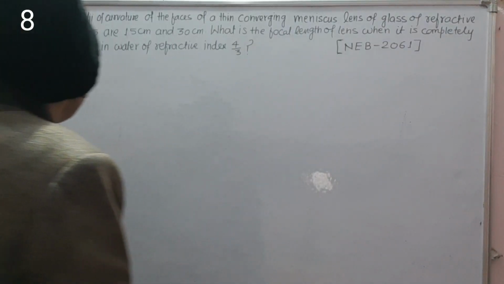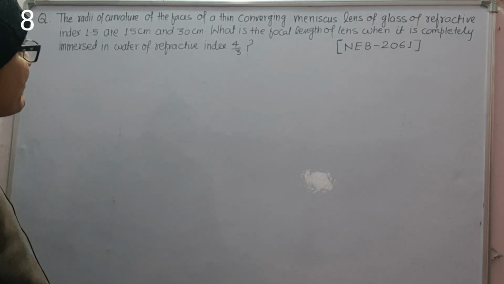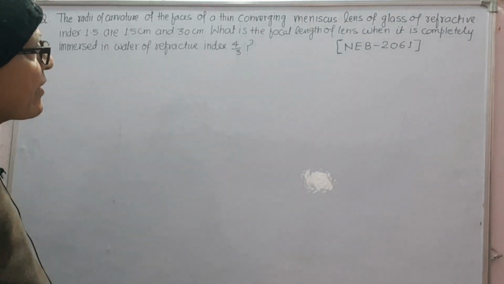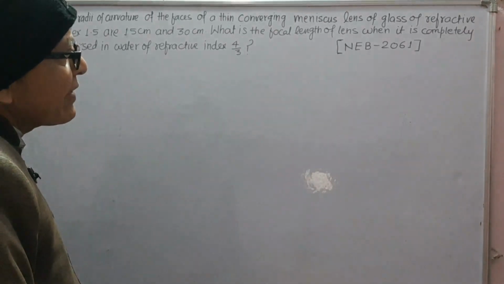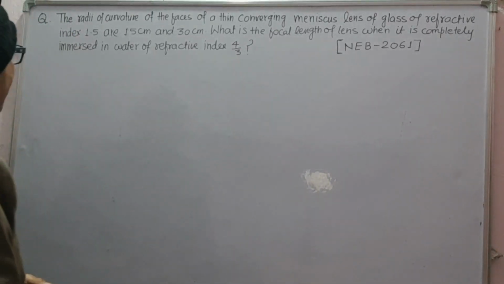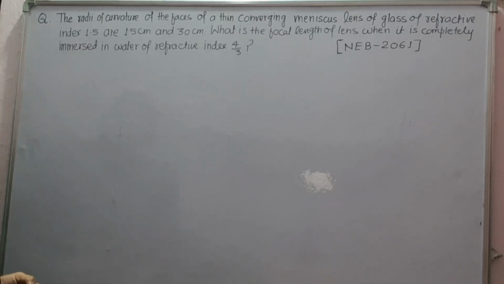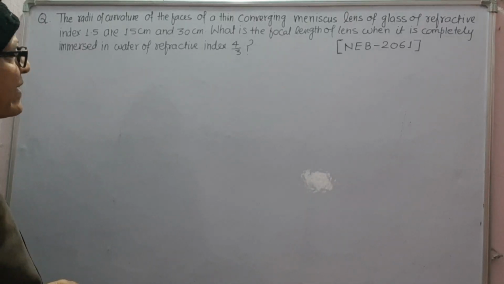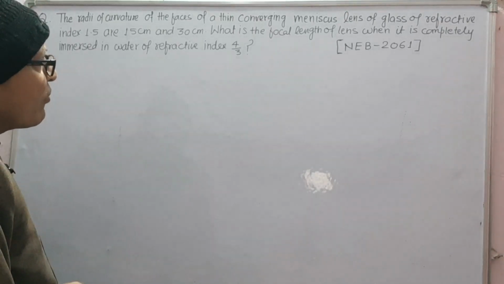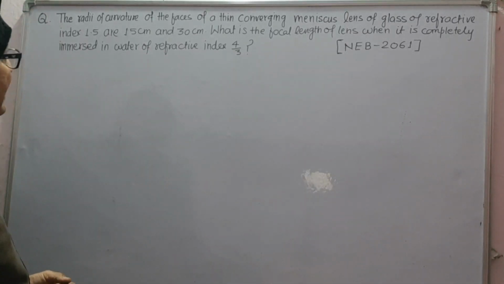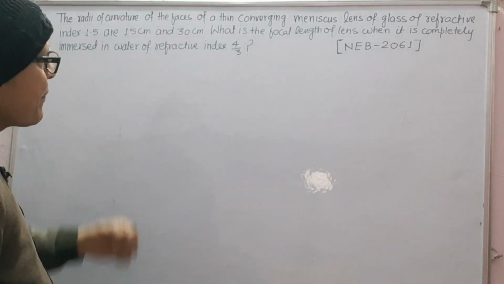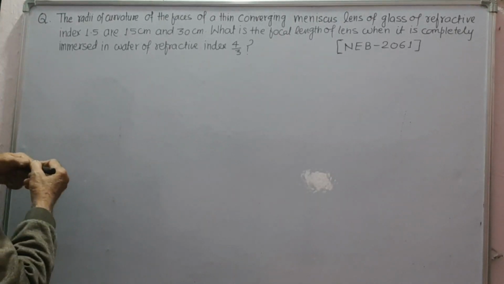The question is, the radii of curvature of the faces of a thin converging meniscus lens of glass of refractive index 1.5 are 15 cm and 30 cm. What is the focal length of the lens when it is completely immersed in water of refractive index 4/3? Solution.